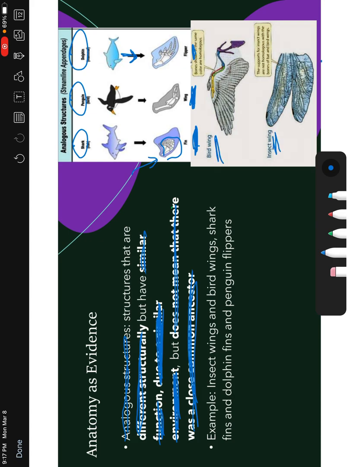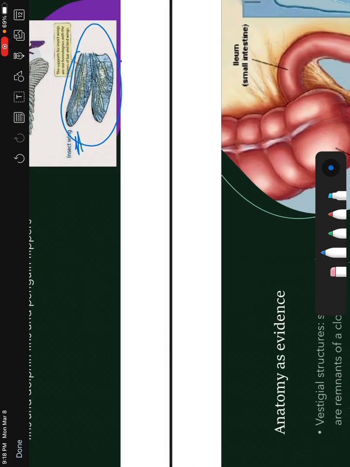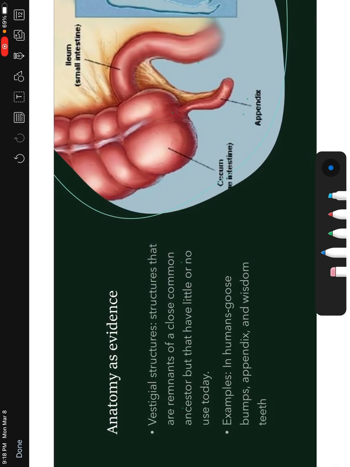Bird wings and insect wings would also be analogous structures, as these structures are similar in their function but very different in their structure. As you can see, there are no bones in an insect wing and bones in a bird wing. So this would just be one example of how they are similar in their function but different in their structure. Okay, so analogous structures and homologous structures can be a little bit confusing, so I have posted a video that you guys can watch on that as well.